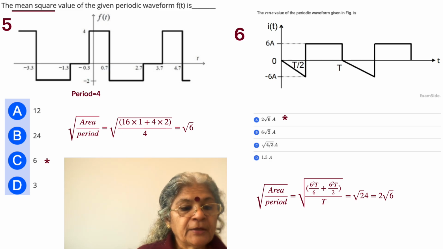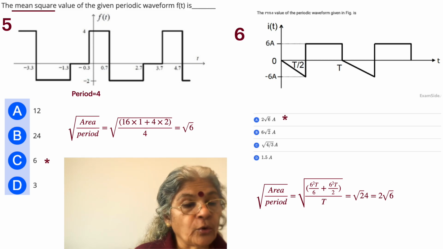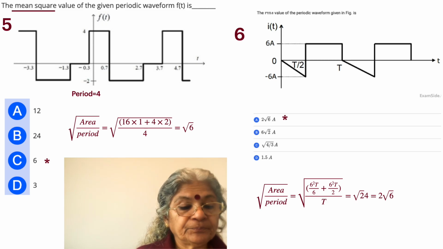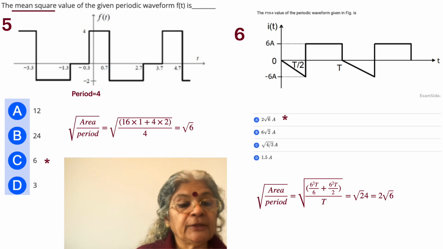I noticed that there is a 0 value at the beginning, and this extends for a time period of 1, and then suddenly the waveform rises to a value equal to 4. This remains there till 0.7, and that extends up to 0.3 plus 0.7, again a period of time equal to 1. Then f(t) goes to a negative value of minus 2 at t equal to 0.7, and this value remains until we reach 2.7. From 0.7 to 2.7, the time is equal to 2. Then the whole thing repeats.